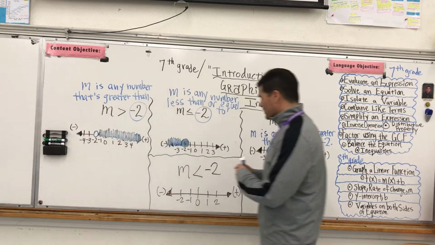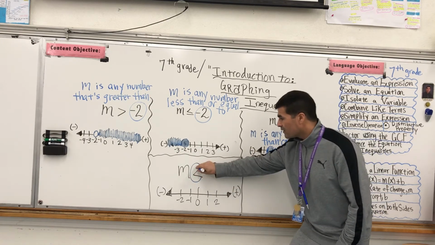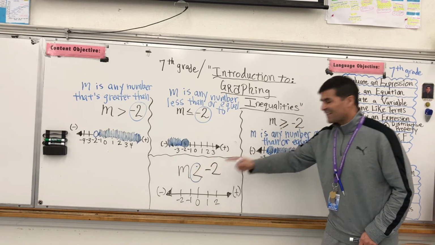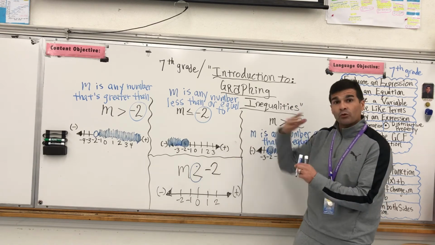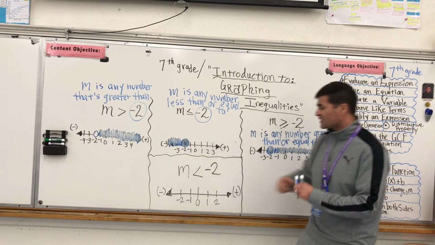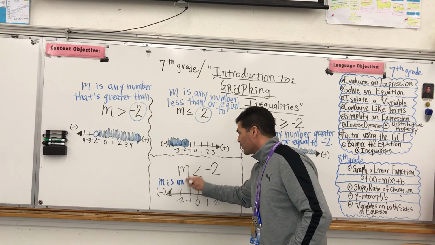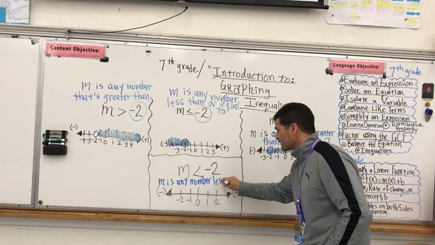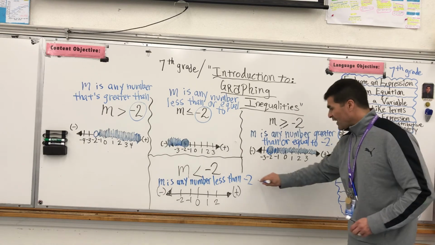So let's think about what this is saying. Once again, we see that the mouth, this inequality, if I was drawing a Pac-Man, this is saying that m is less than negative 2. See, the mouth eats the negative 2. So what this is saying is that negative 2 is greater. It's bigger than whatever number m is. So if m is smaller than negative 2, this is what m is. M is any number less than negative 2. That's what m is.